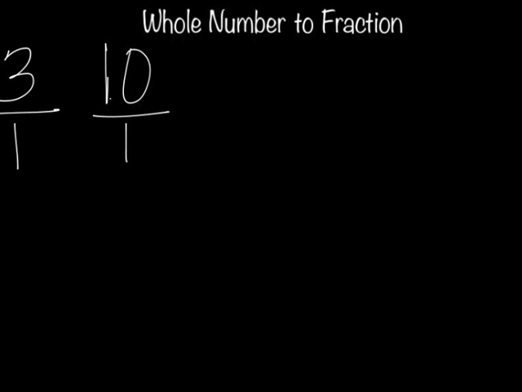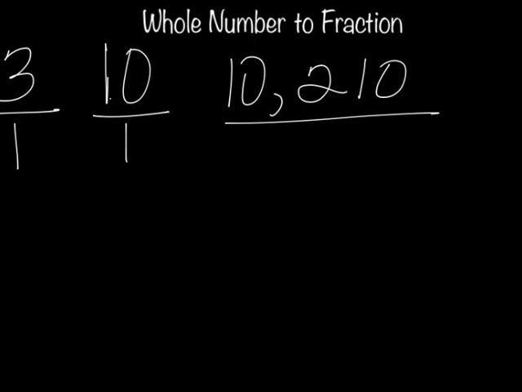Hi everyone, we're going from whole numbers to fractions. Say that we started off with a very simple number, 3. Number 3 has an understood 1 under it, as does any whole number, such as 10. Number 10 has an understood 1 under it as well. Even numbers as large as 10,210 have an understood 1.